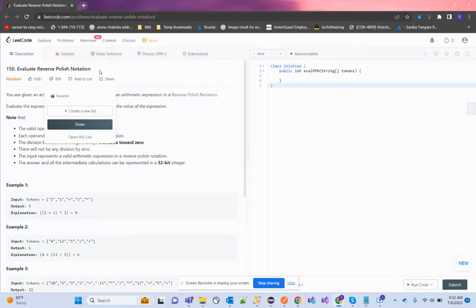Evaluate reverse Polish notation. You are given an array of strings, tokens, that represent an arithmetic expression in reverse Polish notation. These are the operators they have given us. The valid operators are plus, minus, multiplication and division. Each operand may be an integer or another expression.